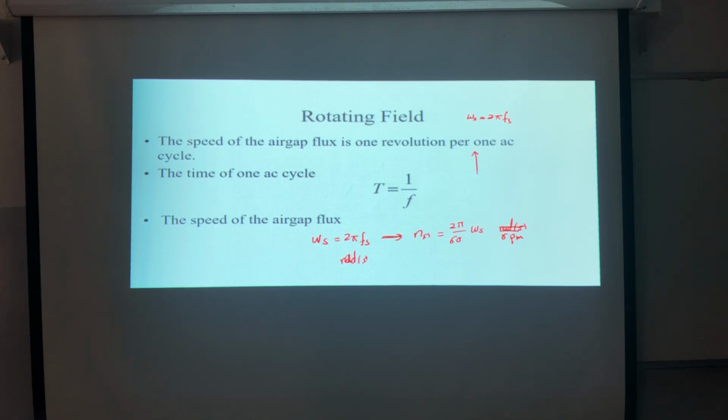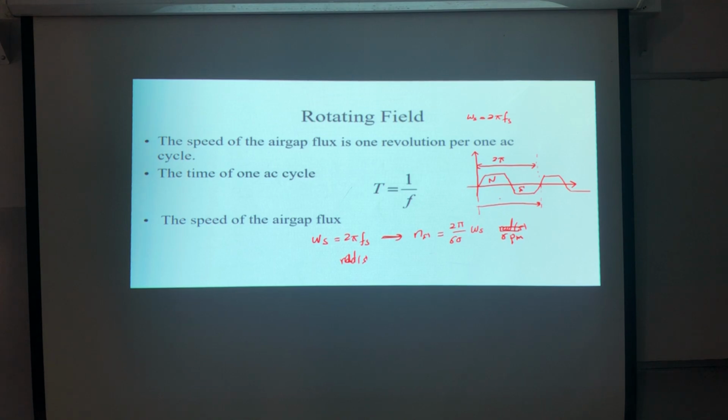Now simply, if I'm assuming that I'm having a two-pole machine, this means that here is the north, then here will be the south, and so on, correct? In this case, this is the north, and this is the south. Now, this one period is the two-pole. If I'm having a two-pole, in this case, the electrical angle and the mechanical angle will be the same.